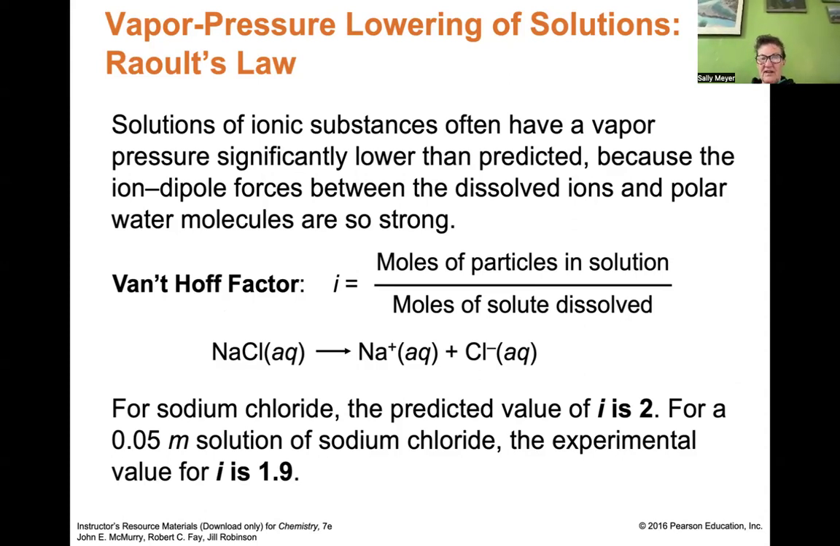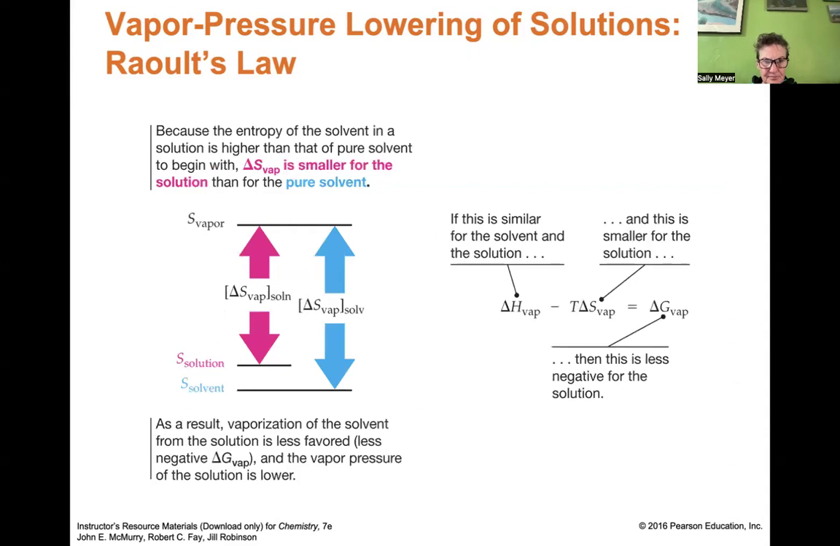So i is called the van 't Hoff factor, which takes into account that if you put a mole of sodium chloride in, you get 2 times that number of moles of particles in the solution.